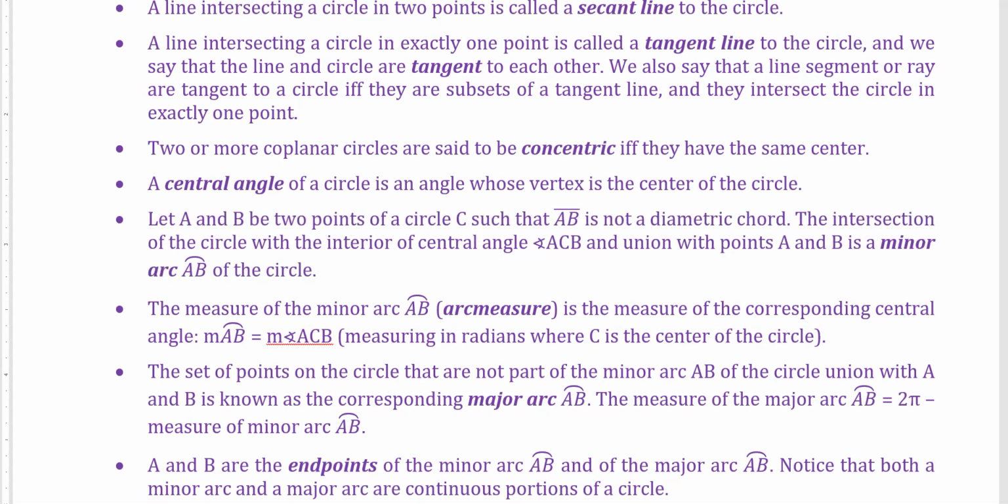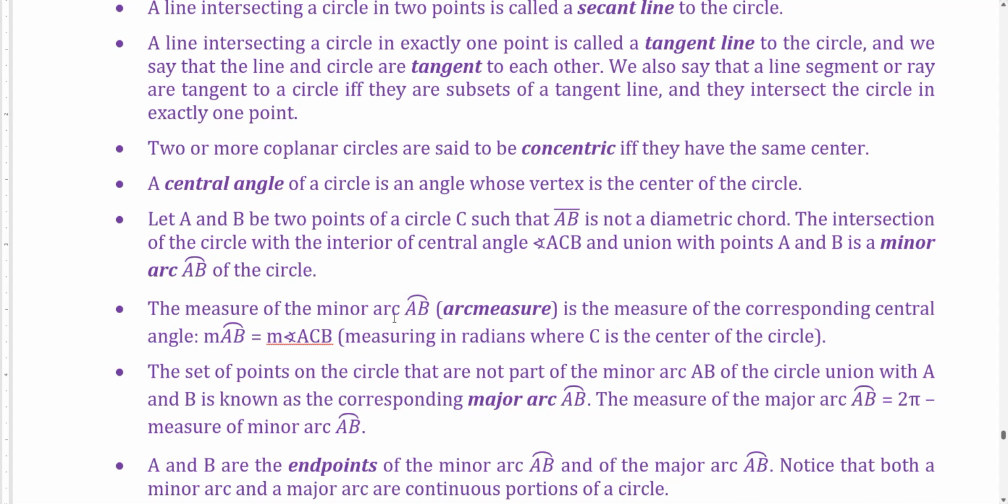The intersection of the circle with the interior of central angle ACB is the union of points A and B, and the union with points A and B is a minor arc AB of the circle, and notice the notation there. AB with the little curvy thing on top.